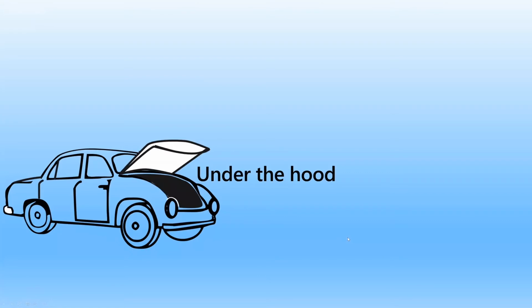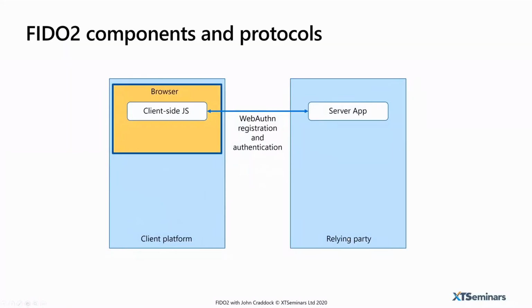Right, let's get in under the hood. Let's see a little bit more detail of what's going on. If we look at the FIDO2 components, we have the client platform where the browser is going to be, and we have the relying party where the server app is. Sitting inside the browser is going to be some client-side JavaScript, which has been served by the app. And we're going to do the authentication between the browser and the server app, and that's going to be using the WebAuthn protocol.